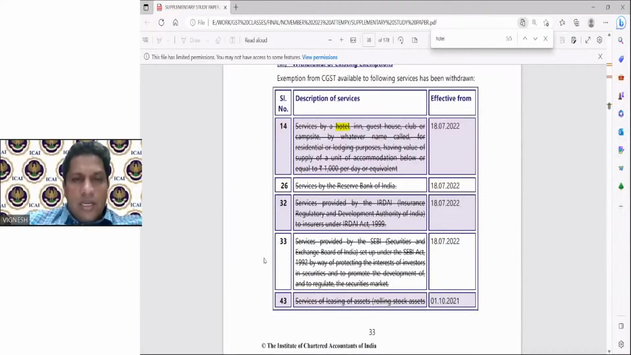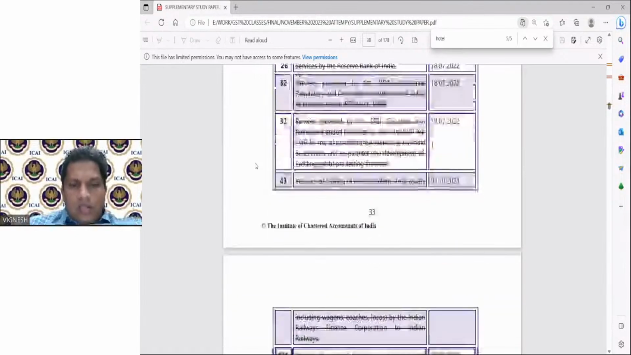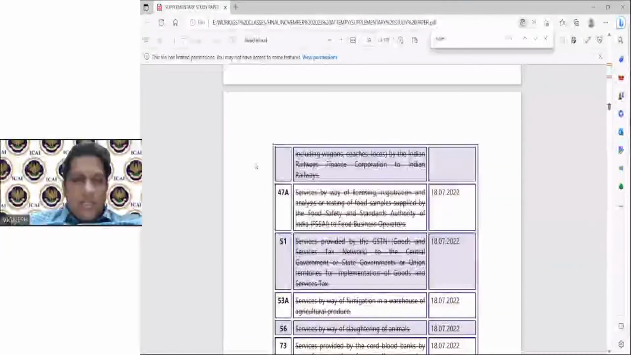Services by hotel, inn, etc., 1,000 rupees per day, removed. Services by RBI removed. Services by IRDAI, which is entry number 32, this also has been removed. I will delete everything in the PPT also before I upload so that you get the clarity. Then services by SEBI also has been deleted. Services of leasing of assets, rolling stock options, we already seen, that is also deleted.